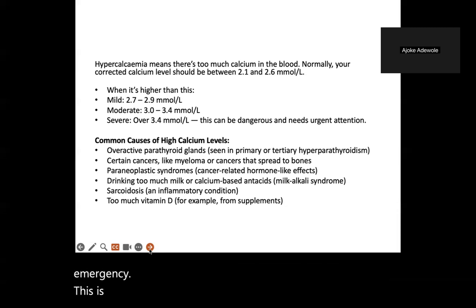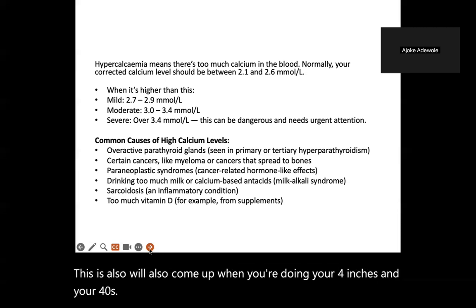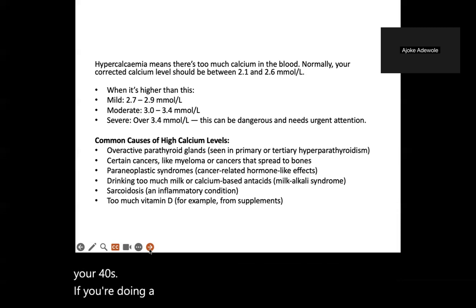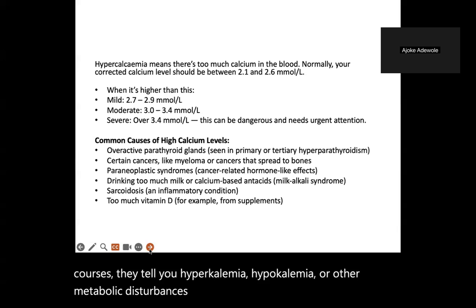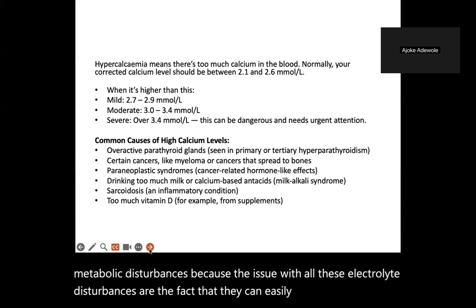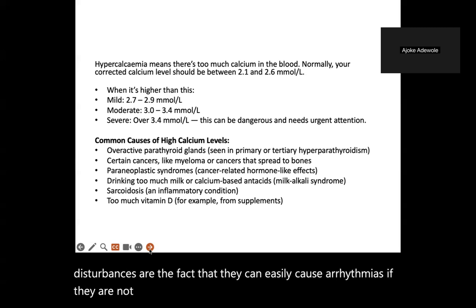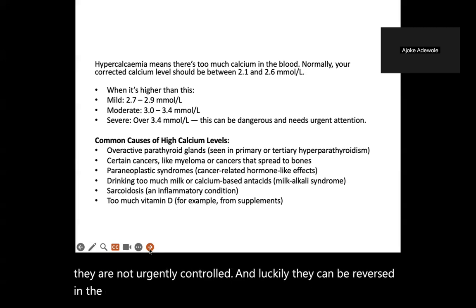This will also come up when you're doing your 4Hs and 4Ts. If you're doing a resuscitation and you're looking for reversible causes, they tell you hyperkalemia, hypokalemia, or other metabolic disturbances, because the issue with all these electrolyte disturbances is that they can easily cause arrhythmias if they are not urgently controlled. And luckily, they can be reversed in the first few minutes of a cardiac arrest.